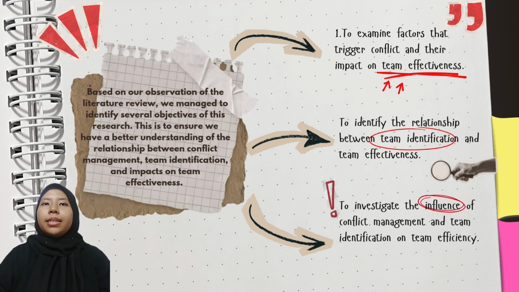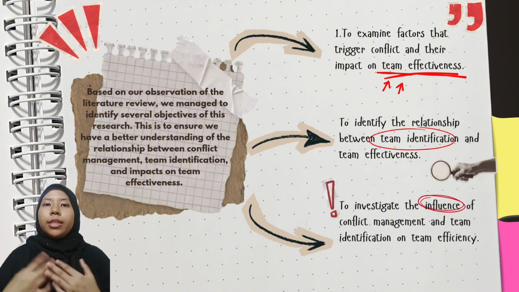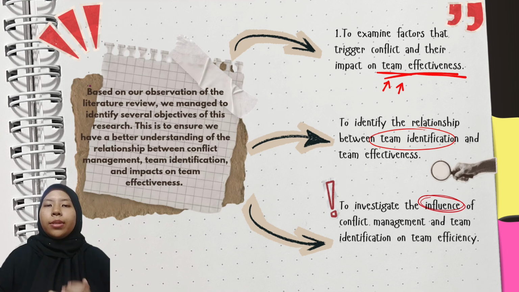The second point is to identify the relationship between team identification and team effectiveness. The purpose of this goal is to investigate whether team identification also contributes to team efficiency. Before that, it's important to understand the definition of team identification. This is defined as a sense of belonging and attachment that team members feel toward their teams. This shows that a strong team identity can enhance trust, encourage commitment, and promote cooperative discussion among team members. And this is the proof that this objective really gives an impact towards team performance.